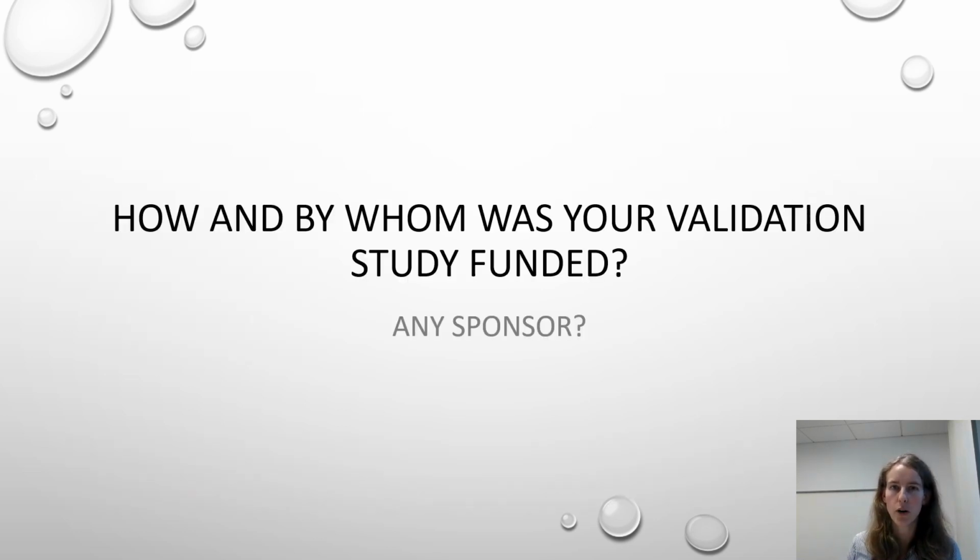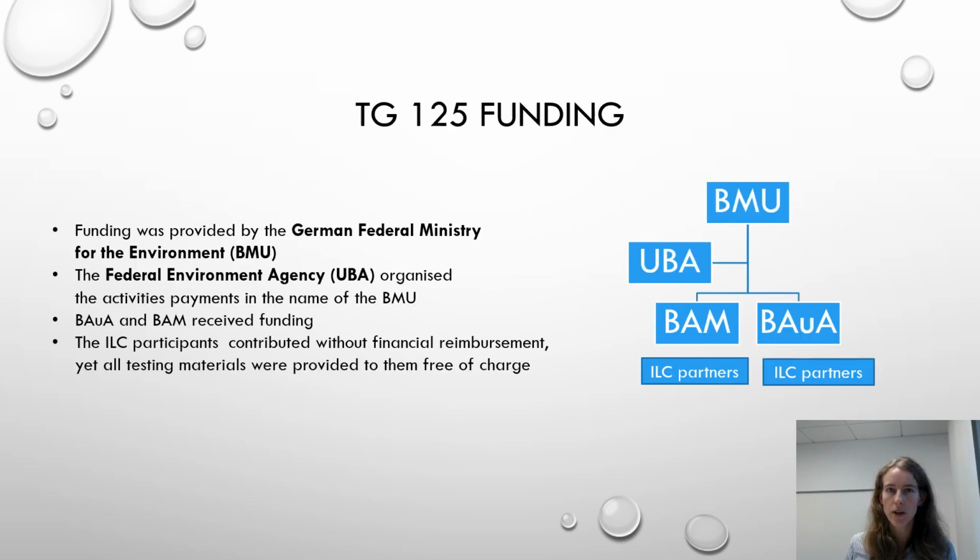Question 2. How and by whom was the validation study funded? We were in the lucky position that we had funding for the validation study provided by the German Federal Ministry for Environment, BMU. The Federal Environment Agency, UBA, acted as project execution organization and organized the activities and payment in the name of the BMU. BAuA and BAM received funding, while the ILC participants contributed without financial reimbursement. Yet all testing materials were provided to them free of charge.